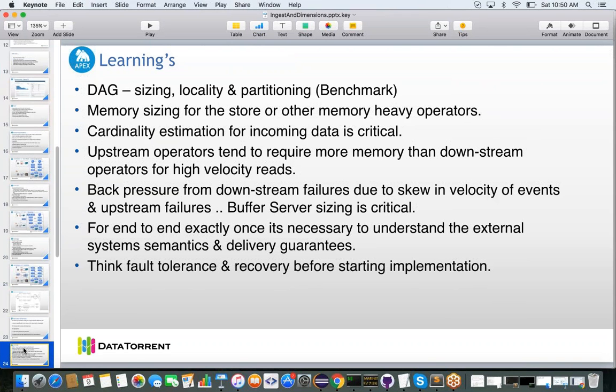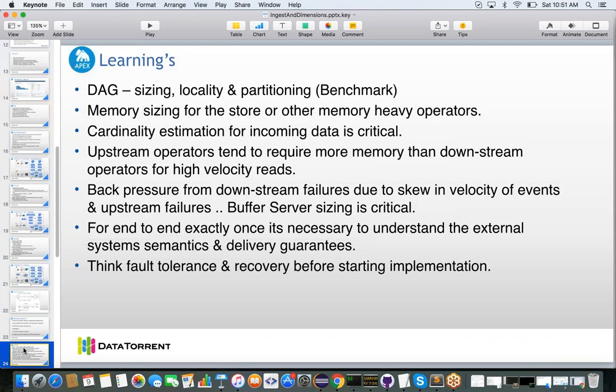Here are the learnings that we saw from that entire exercise. For running a distributed application, DAG sizing is critical. You have to take care of the locality of operators and how you want to partition them. Benchmarking is usually required to do all of these. I'll give you an example here.